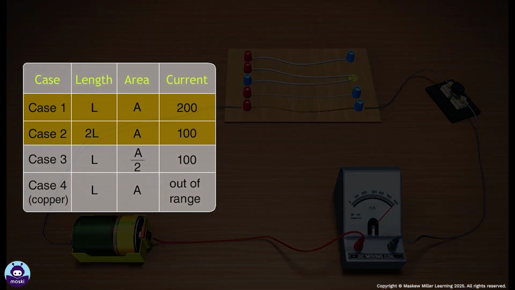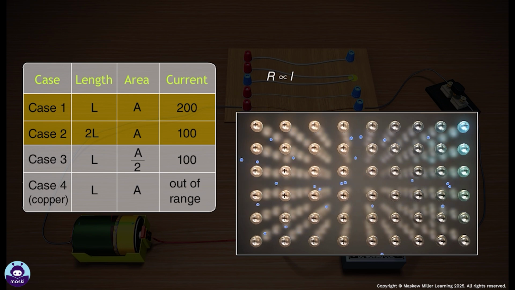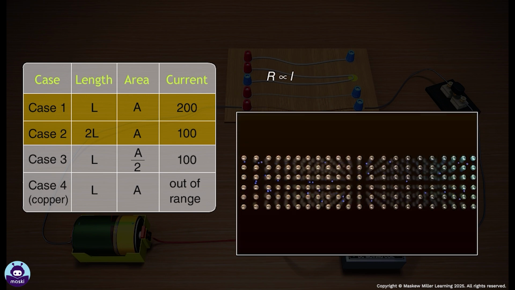We can conclude that the resistance of a conductor is directly proportional to its length. R is proportional to L. This is because the greater the length, the greater the number of positive ions that resist the flow of current. Hence the resistance increases.